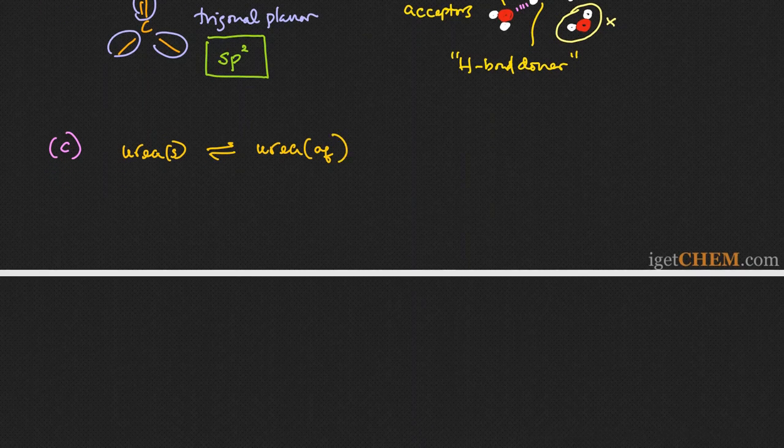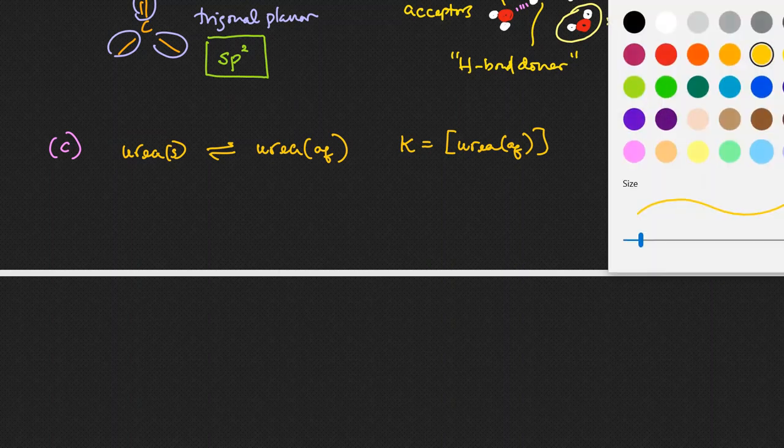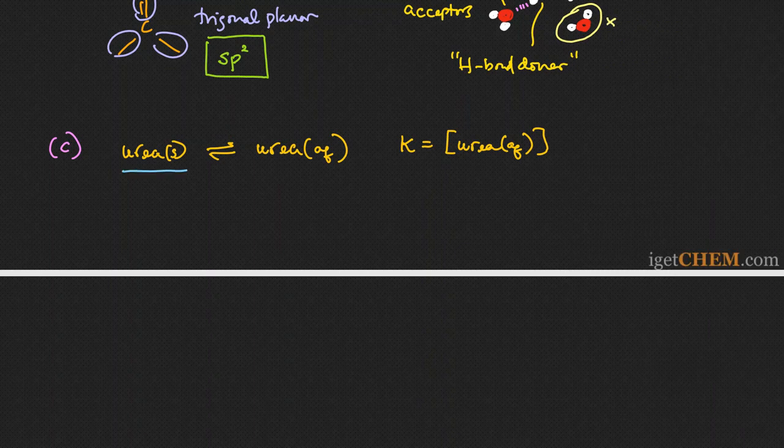This is an equilibrium. You can actually write down an equilibrium constant for this, and the equilibrium constant for this is just the urea concentration in the aqueous solution. The reason is because the solid urea on the left side of the equation has no concentration, and so as a result of that, it doesn't appear in the equilibrium expression.